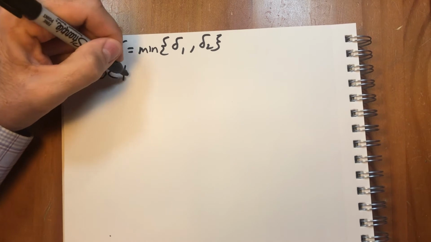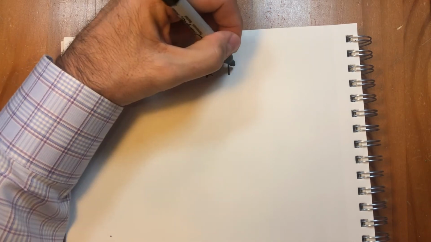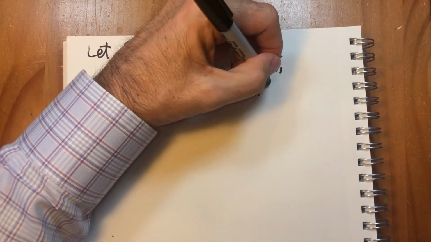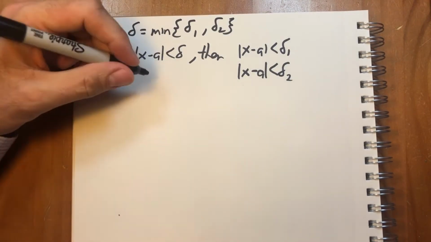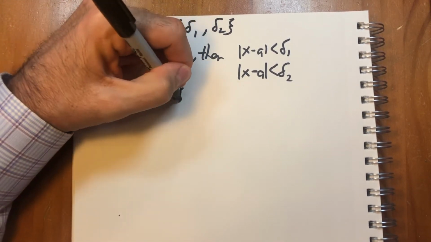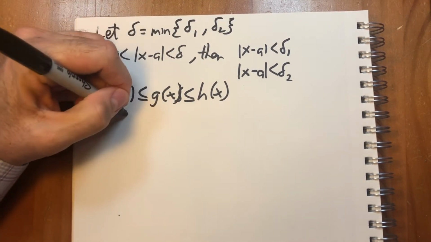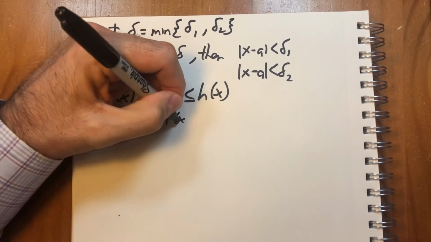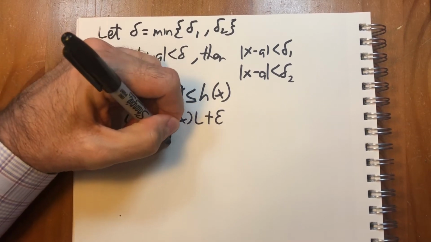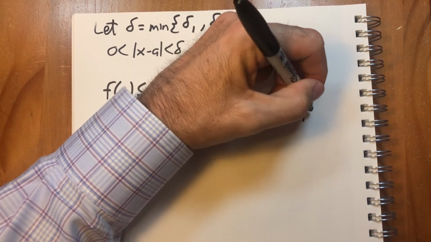So in this case, we know that if |x minus a| is less than delta, then |x minus a| is less than delta 1, and also |x minus a| is less than delta 2, because delta is the smaller of the two. Now we know that f of x is less than or equal to g of x, is less than or equal to h of x. That was given. And we also know that L minus epsilon is less than f of x is less than L plus epsilon, and that L minus epsilon is less than h of x is less than L plus epsilon when |x minus a| is less than delta.